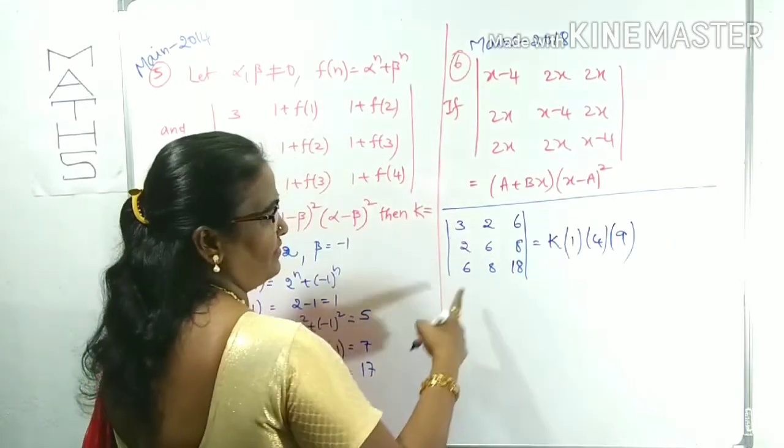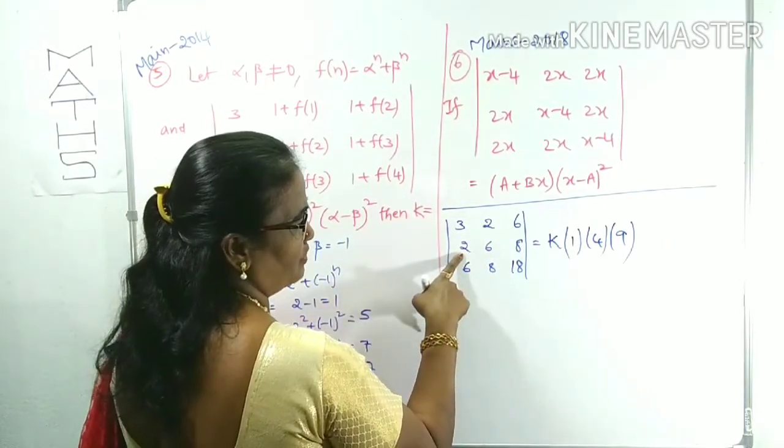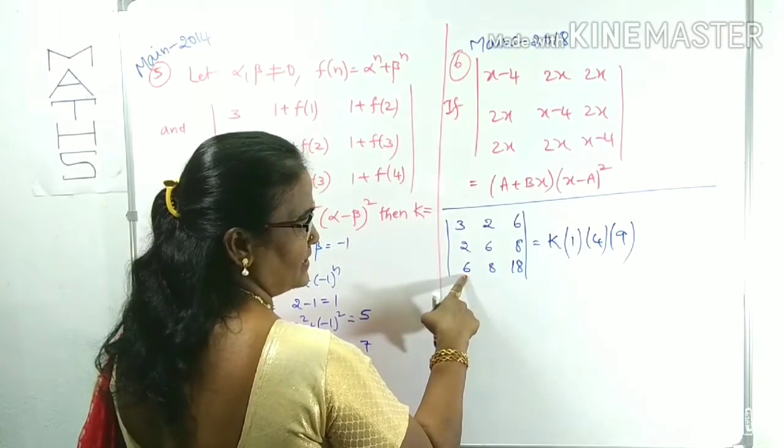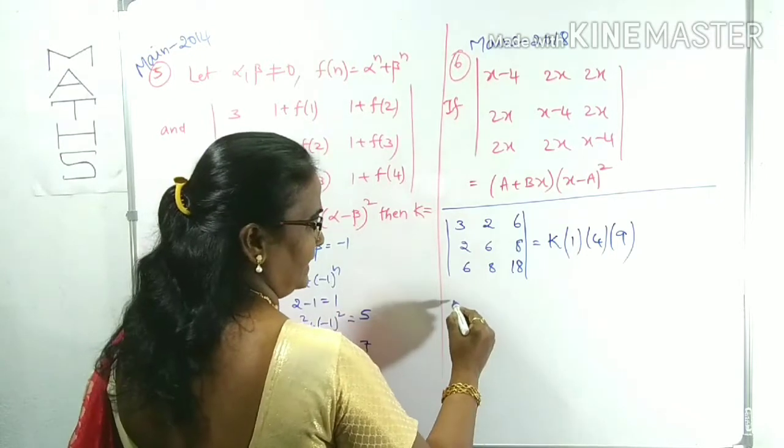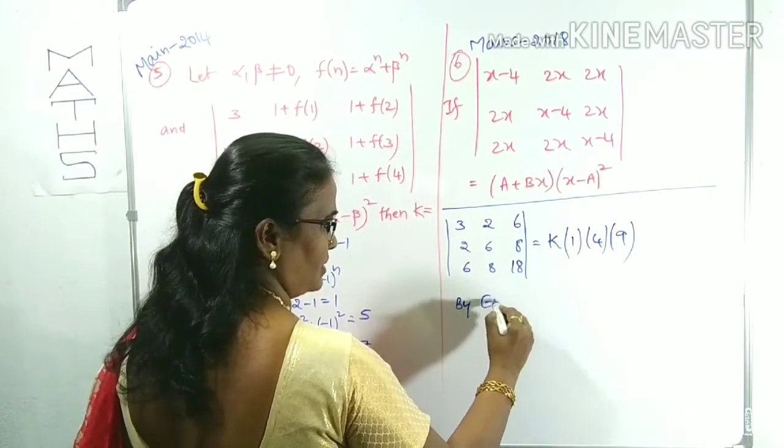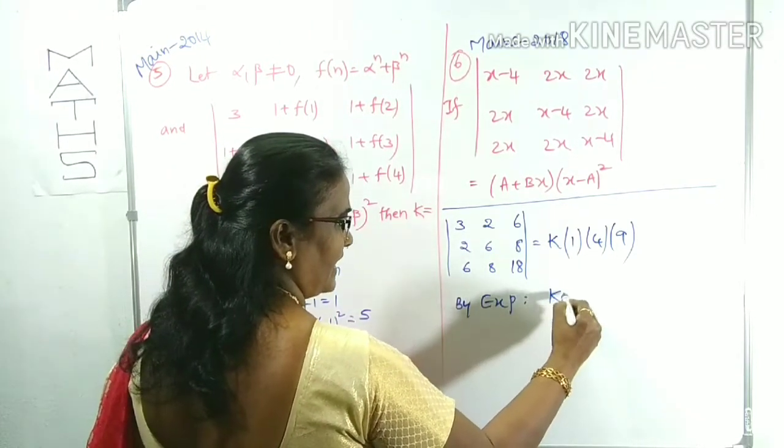By the simplification of this, we can take 2 common from the second row, 2 common from the third. Like that we can do it. Otherwise, we can take the direct expansion. By expansion, we can find out the k value.